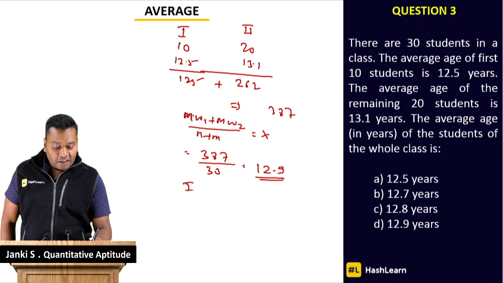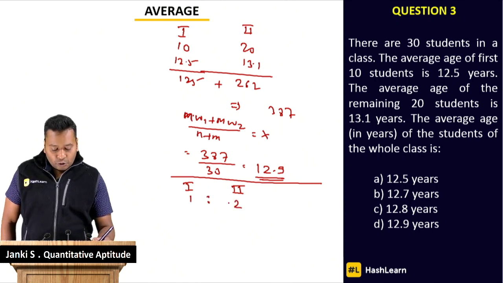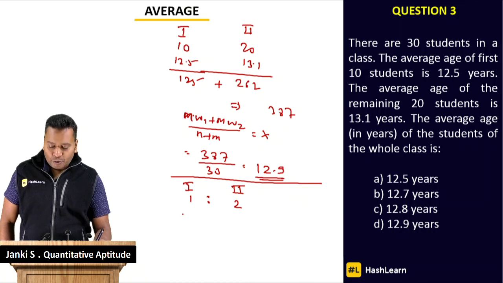So group 1 has 10 people, and group 2 has 20 people, that means they are in the ratio 1:2, right? What is the average of this group? The average of this group is 12.5 and of this group is 13.1.